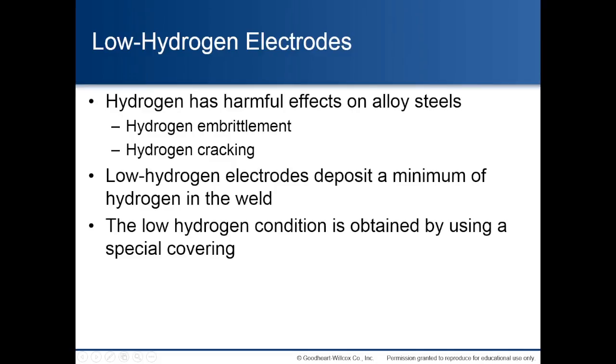Low hydrogen electrodes. Hydrogen has harmful effects on alloy steels: hydrogen embrittlement, hydrogen cracking. Low hydrogen electrodes deposit a minimum of hydrogen in the weld. The low hydrogen condition is obtained by using a special covering.